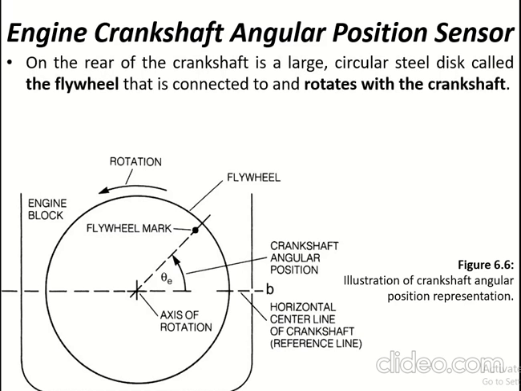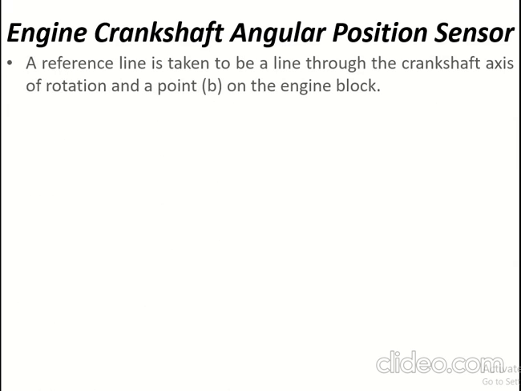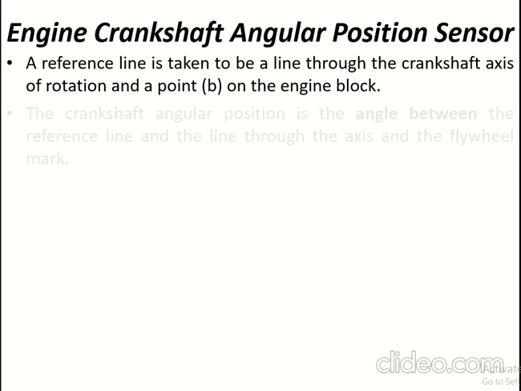On the rear of the crankshaft is a large circular steel disc called the flywheel, that is connected to and rotates with the crankshaft. A point on the flywheel is denoted as the flywheel mark. Our reference line is taken to be the line through the crankshaft axis of rotation and a point B on the engine block.